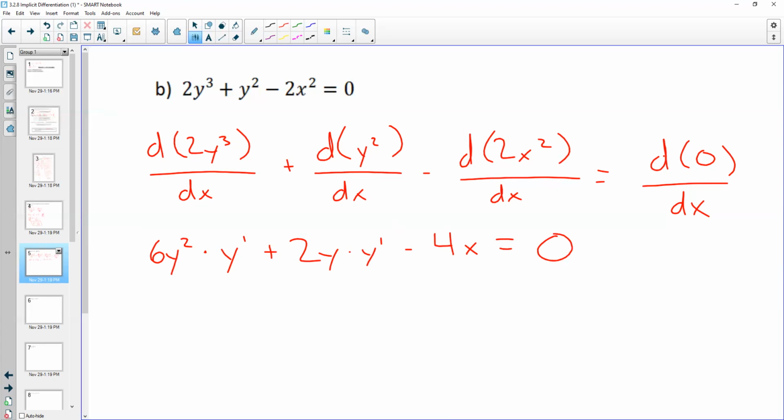Okay, so let's add 4x. Remember, we want to isolate for y prime. That's the objective of these types of questions. So let's get all of the y primes on one side of the equation, because that will allow us to factor it out. If we add 4x to each side, those will cancel, and we'll be left with 6y squared y prime plus 2y plus y prime is equal to 4x.